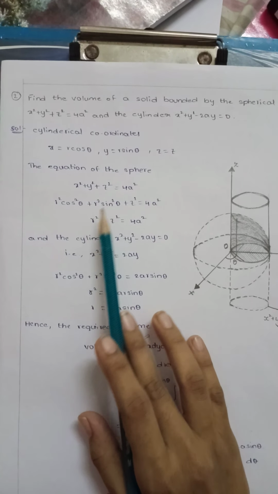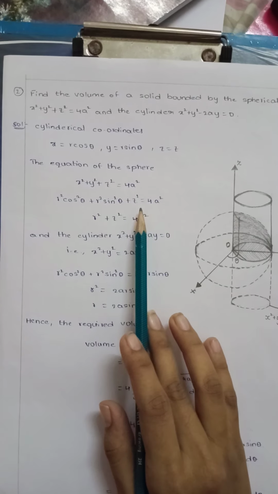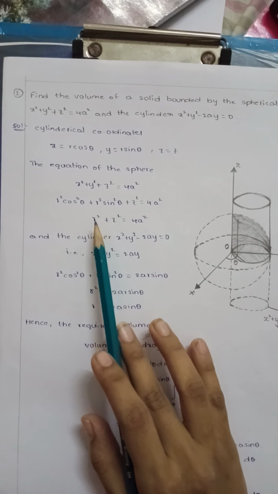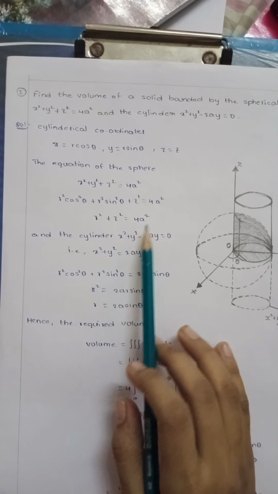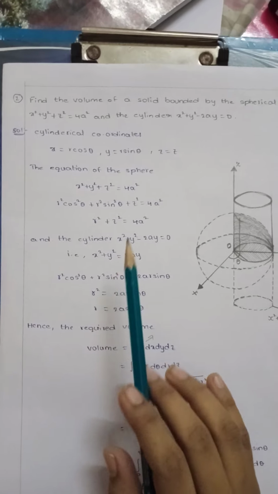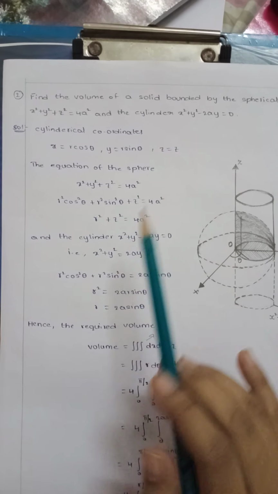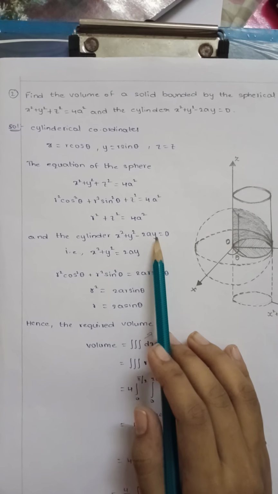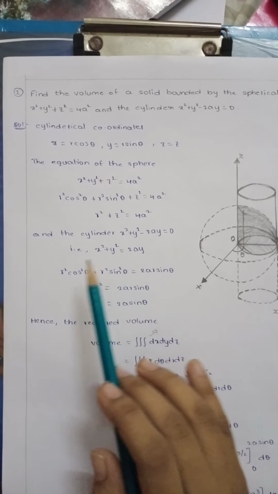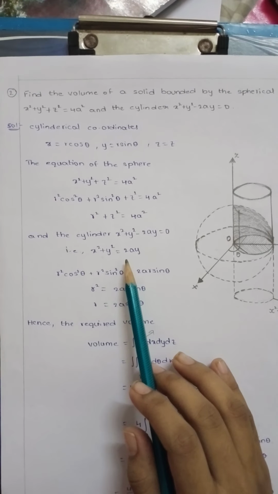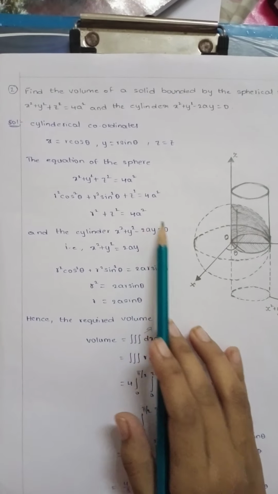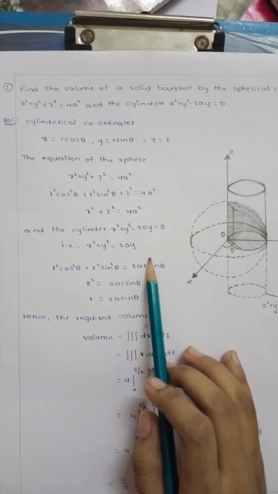We want to remove r square outside. We know that sin square theta plus cos square theta is equal to 1. Therefore, we get r square plus z square is equal to 4a square. They have given the cylinder, then x square plus y square minus 2ay is equal to 0. Then we get x square plus y square is equal to, taking this to that side, 2ay.